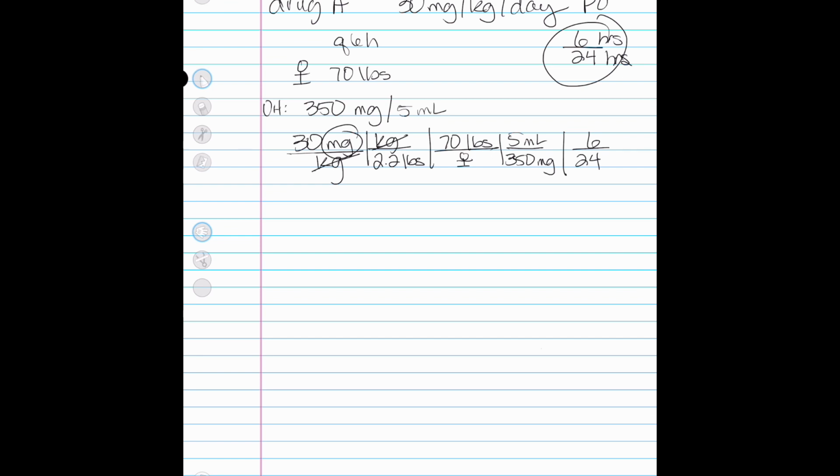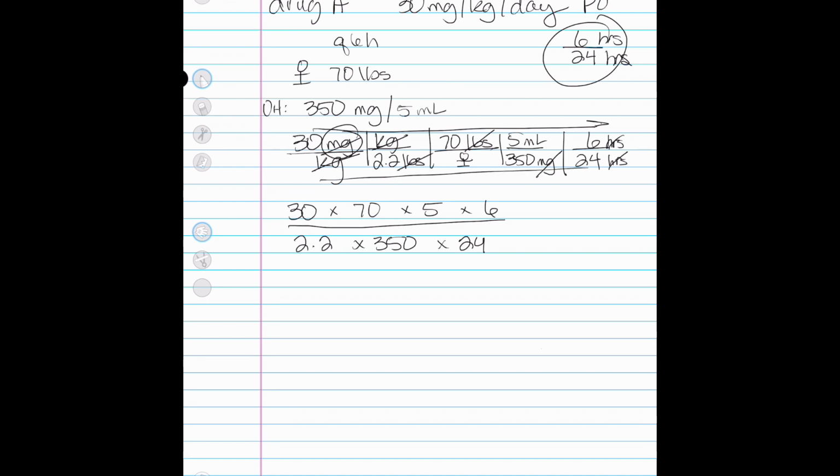So let's look at this. We say kilograms is out. Milligrams is out. Pounds is out. You can put here 6 hours is 6 hours and cross them out. That's fine. That doesn't really matter. You just want the fraction to be in there. So what we're left with is 30 times 70 times 5 times 6 over 2.2 times 350 times 24. We're literally just going in order of the numbers.